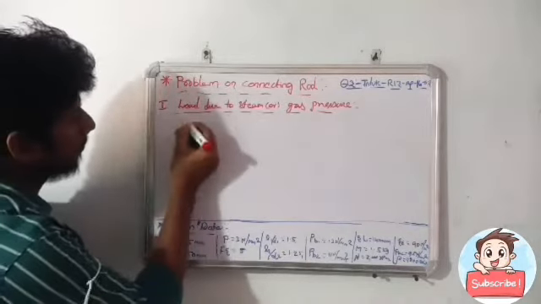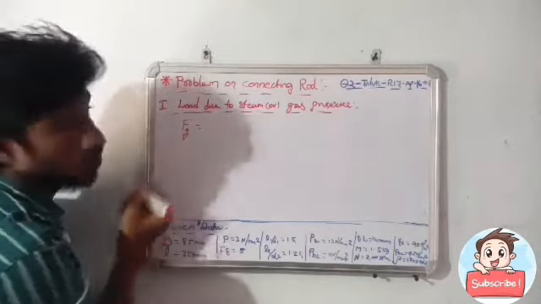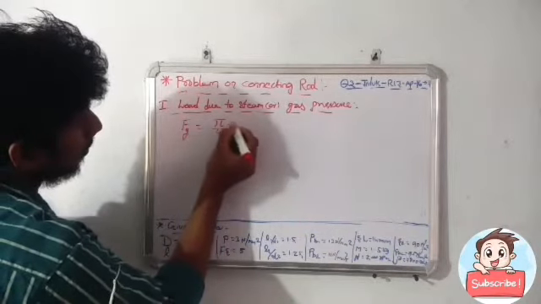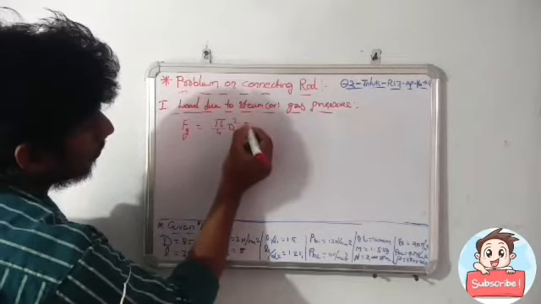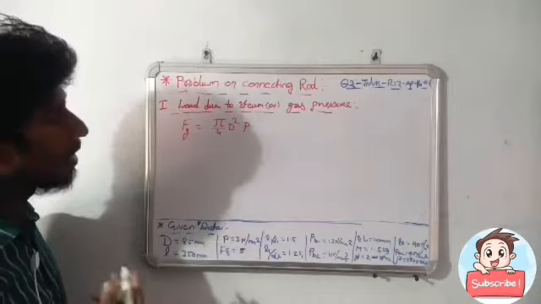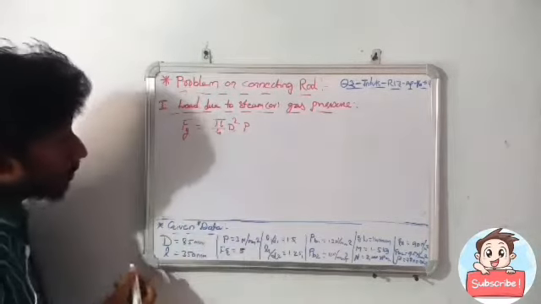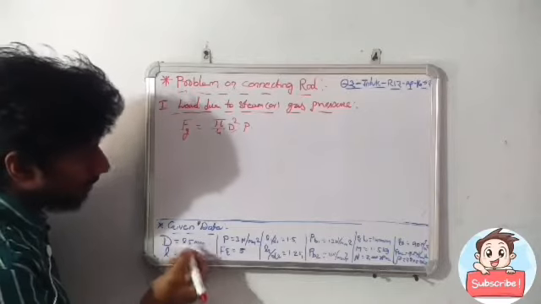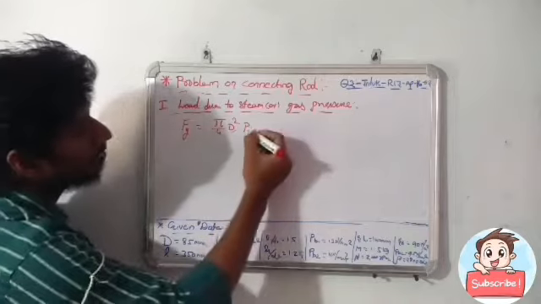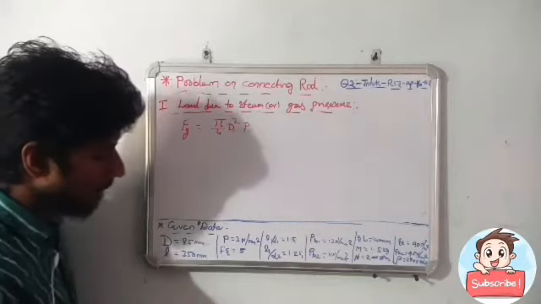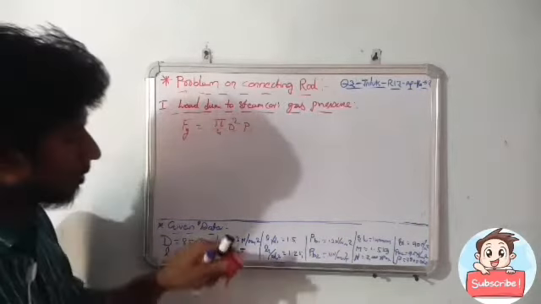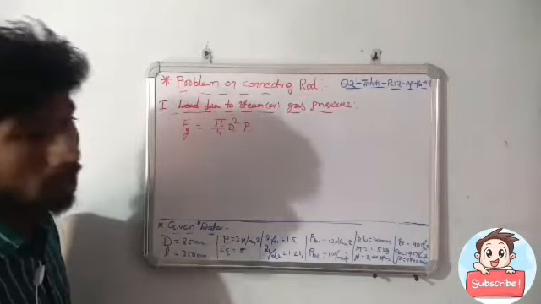It is denoted by Fg, that is equal to pi by 4 d square into P. Here d is the cylinder bore, or maybe the diameter of the piston. It is also given here, that is 85 mm, and P is the maximum pressure developed in the cylinder. It is also given here, 3 Newton per mm square.